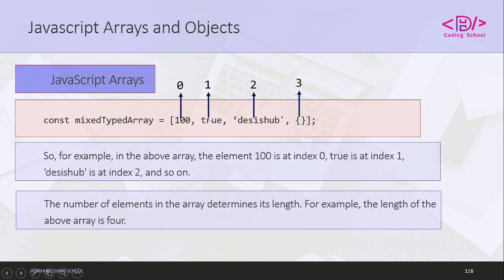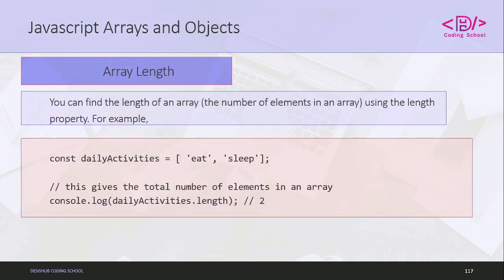So the number of items in an array is what we call its length. We're going to be referring to that most of the time, saying length of an array, but we always mean the number of items inside that array. For instance, if you have an array called daily activities, and you have 2 activities like eat, sleep, and you want to check the length of this array, we can still use the length method on arrays.